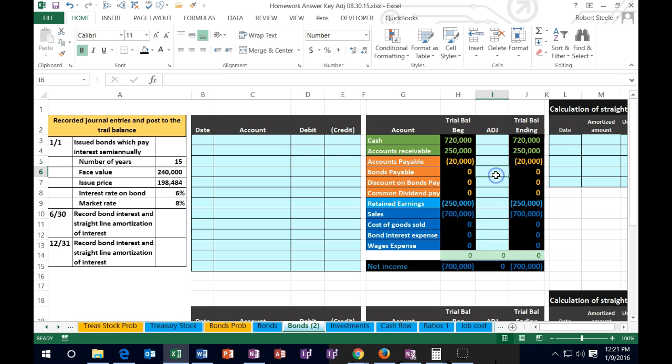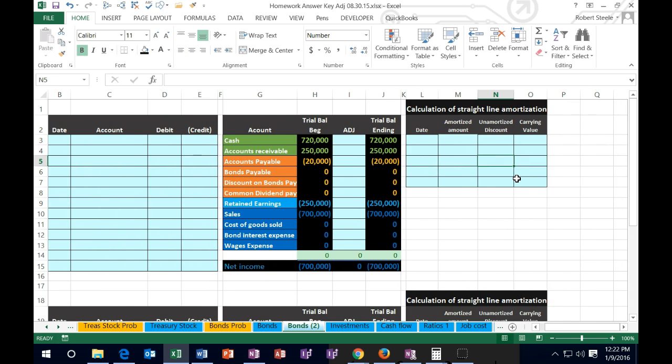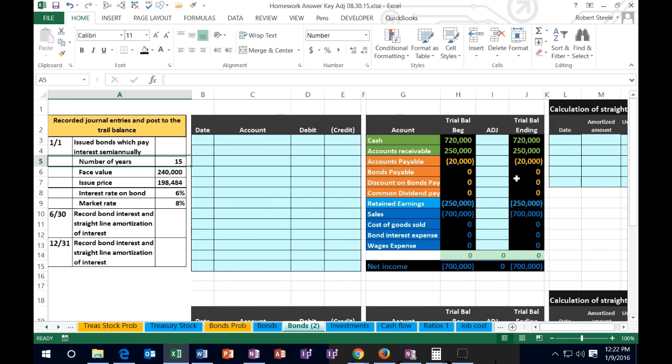We'll post our transactions here, then we'll see the ending trial balance, and we will see the effect on the transactions over here. We also have a worksheet where we will be calculating the straight line amortization of the discount. Alright, so let's see what we have in our worksheet. We're going to journalize, record journal entries, and post to the trial balance.